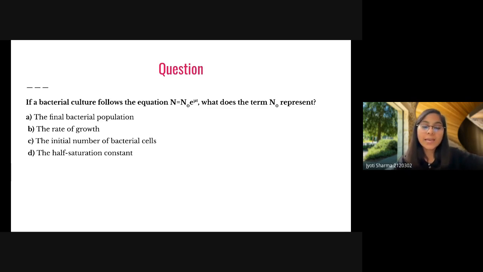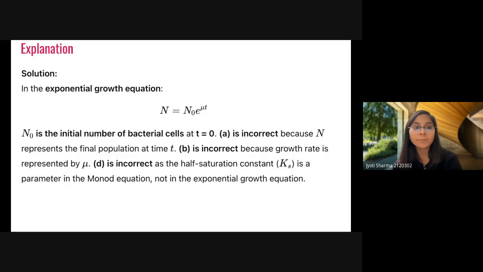So N naught is the initial number of bacterial cells, and we can calculate the final number of bacterial cells if we do know the growth rate, that is mu, and the time taken. And this is how we can follow this equation for the bacterial culture. So C is the right answer, the initial number of bacterial cells.